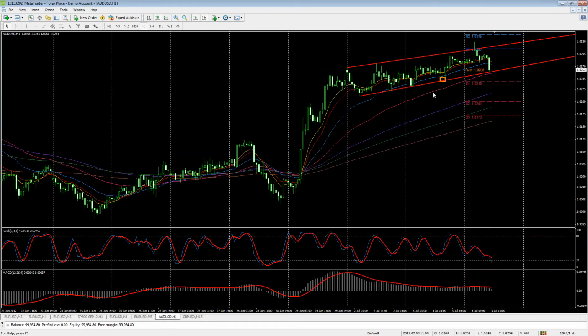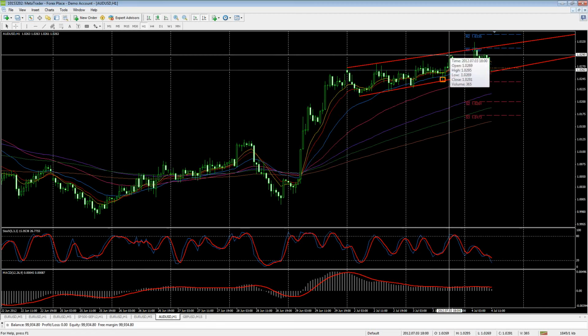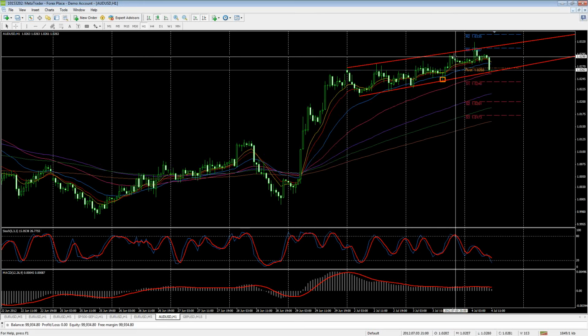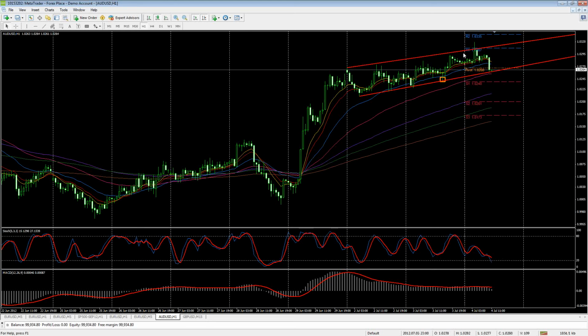Yesterday I drew a line here on the Aussie dollar on the hourly chart, this line up here. I said that it may serve as a resistance, and we have this channel here. I don't know if it's a straight channel or even a rising wedge, but we can look at it as a straight channel. It depends on how we stretch the line here.